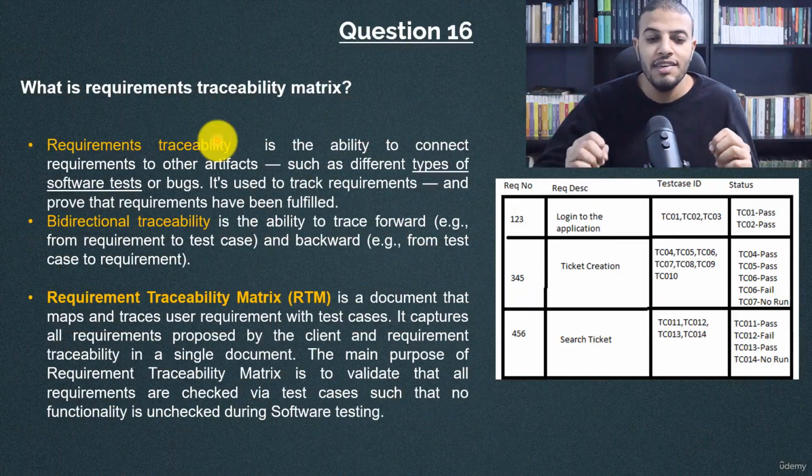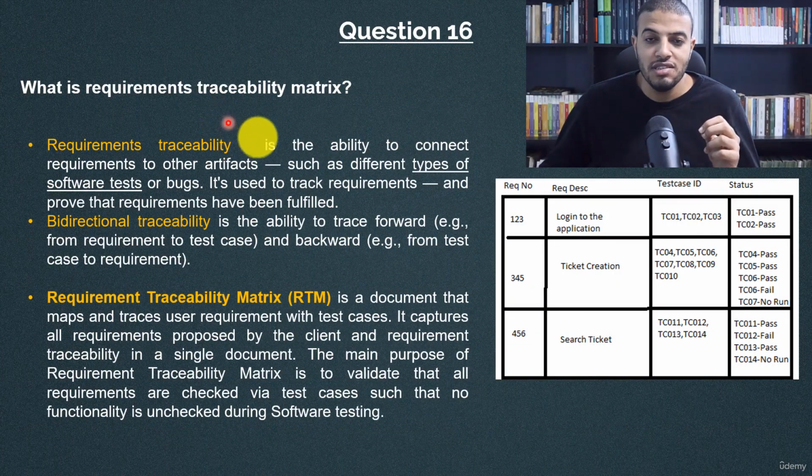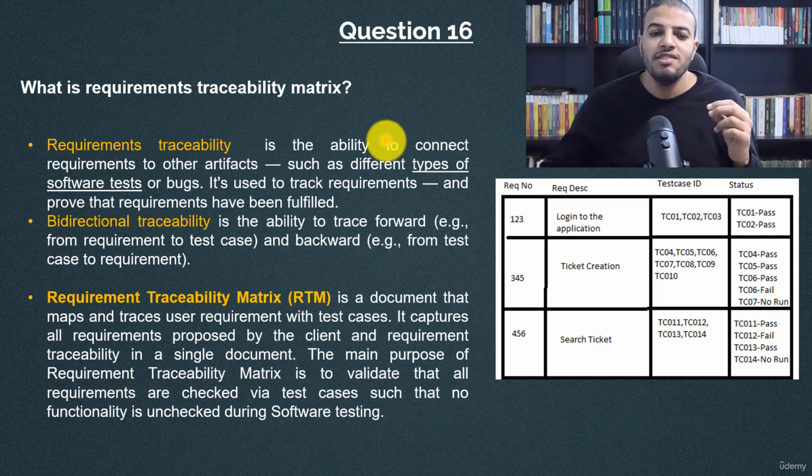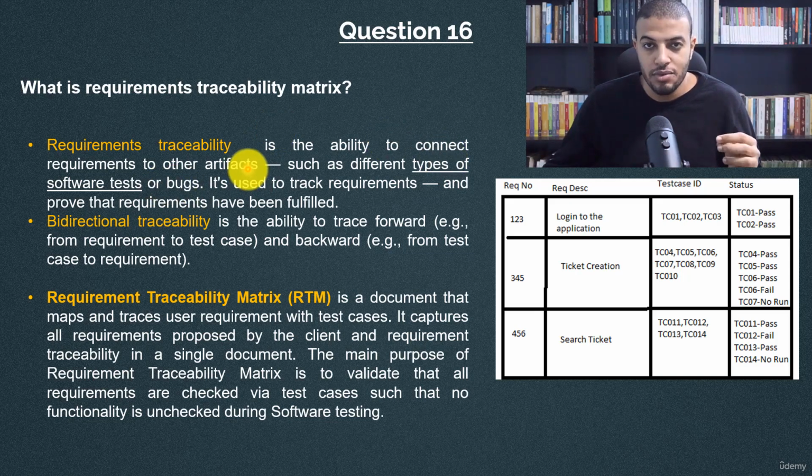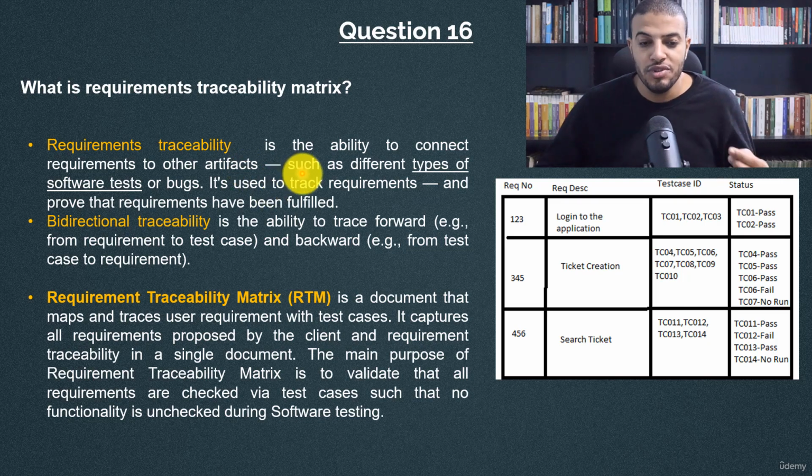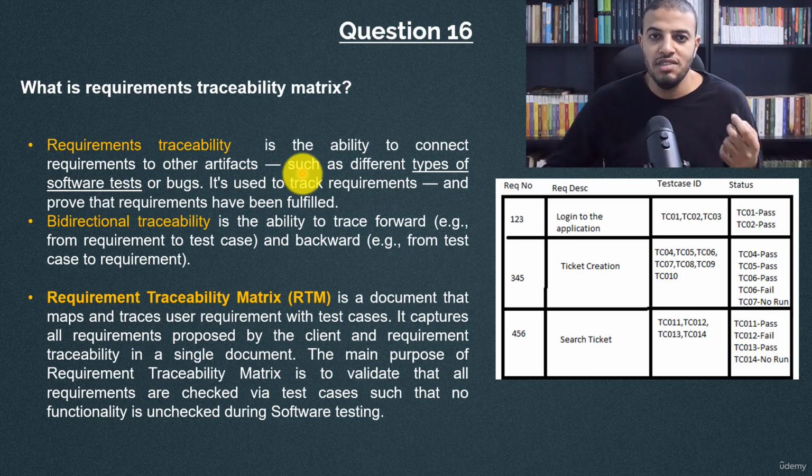Question number 16 says, what is requirements traceability matrix? Requirements traceability is the ability to connect requirements to other documents or other artifacts, like the different types of software tests or bugs. So for example, I have test cases and I have requirements. Requirements traceability means that I can trace each requirement to its test cases, and I can trace each test case to the requirement that it tests.